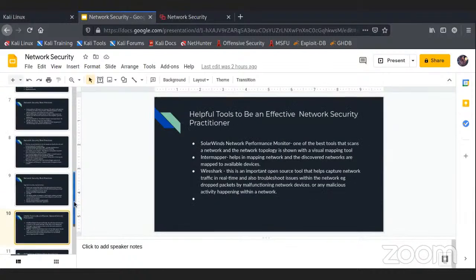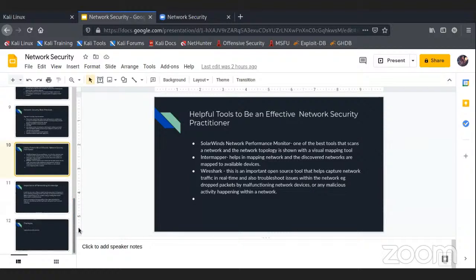Okay, so there are some tools that are really important when it comes to being an effective network security practitioner. We have Wireshark. It's important in capturing network traffic in real time and also to troubleshoot within the network, e.g. dropped packets. It really gives us a human readable form of traffic going through the network. There's InterMapper, and there's the SolarWinds Network Performance Monitor.